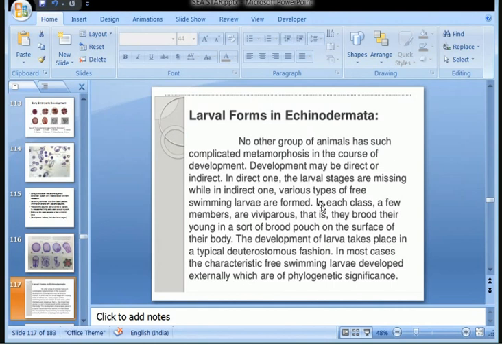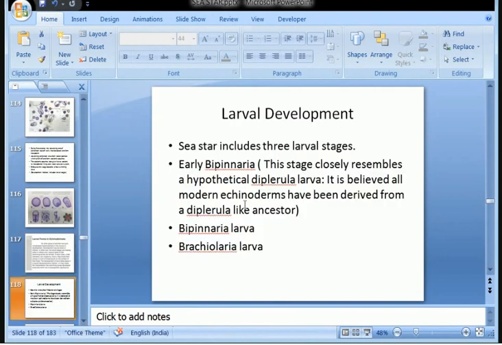So in all these classes, there is a huge variety of larval forms. There are distinct larval forms. In each class, a few members are viviparous. That is, they brood their young in a sort of brood pouch on the surface of their body. So kind of they show viviparity. The development of larva takes place in a typical deuterostome fashion. In most cases, the characteristic free-swimming larva is developed externally, and these larvae are of phylogenetic, evolutionary significance.